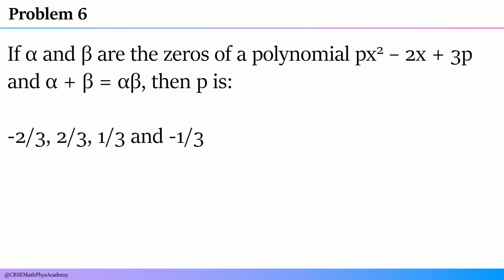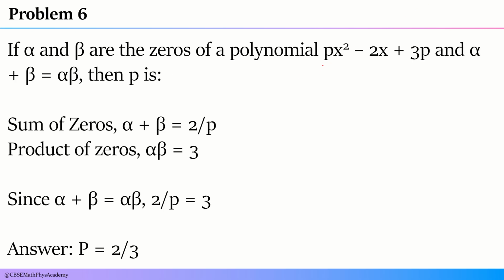So now let us move on to the sixth problem variety, where they have given alpha and beta as the zeros of this polynomial, and the interpretation is that the sum of the zeros is equal to the product of the zeros. Here they have given it straight away as a formula. Sometimes they could mention it as text, saying that the sum of the zeros is equal to the product of the zeros, in which case you have to put it in this format. These are the 4 options. Let us see the way to solve it.